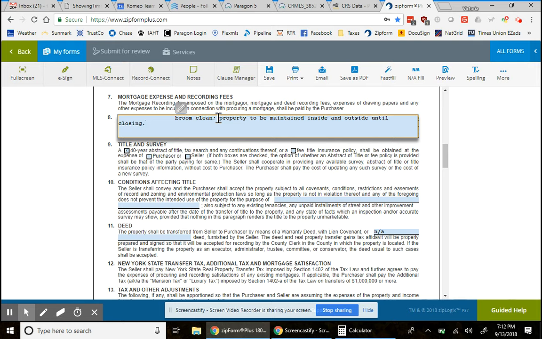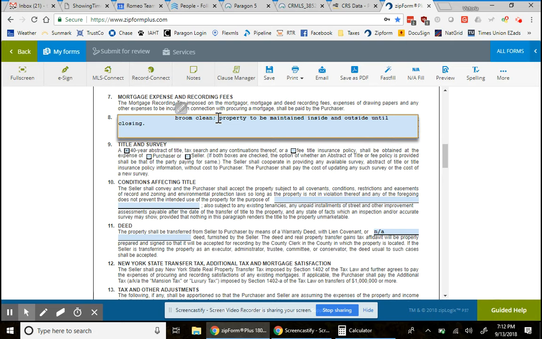They can't have the lawn be 6 feet tall. I had sellers try and do that once. Oh, great, I got a buyer. And they were no longer around. They stopped mowing the lawn. We show up for the final walkthrough, and the lawn is like 2 feet tall. Like, no. Now you're going to have to pay to mow it, and it's going to be a lot more expensive. Okay? Property to be maintained inside and outside until closing.